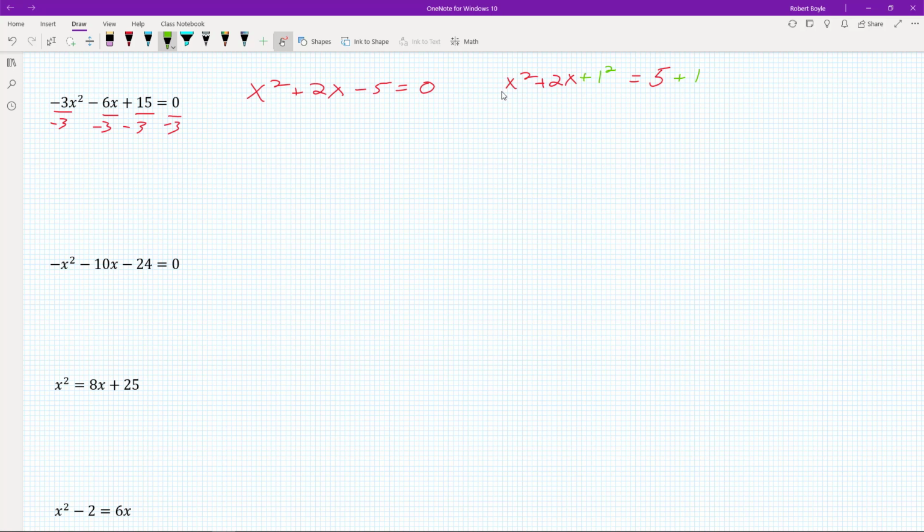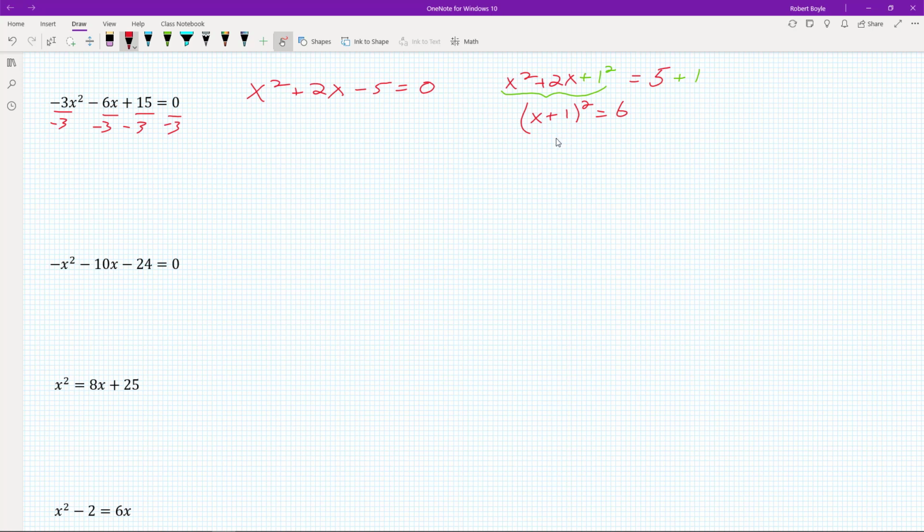Now, this is a perfect square. And step 4 is to rewrite this as its perfect square, which would be x plus 1 squared. Please realize that if you actually expanded this, you would get x squared plus 2x plus 1. And that is going to be equal to 5 plus 1, or 6.